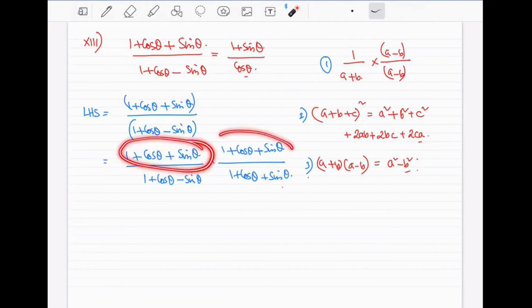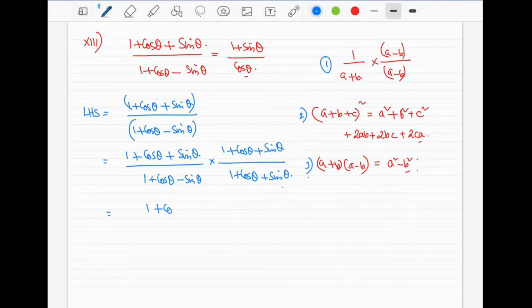Numerators are exactly the same. If you multiply two terms that are exactly the same, you have to keep them as a square: (1 plus cos theta plus sine theta) whole square. What about the denominator part? Look, A minus B.